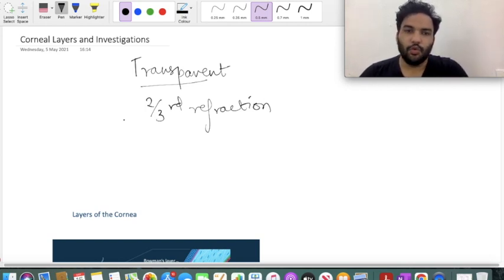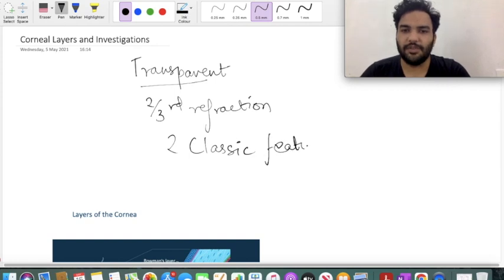So, there are two classic features of cornea. Bear with my handwriting. One, it's highly innervated, and number two, it is avascular.